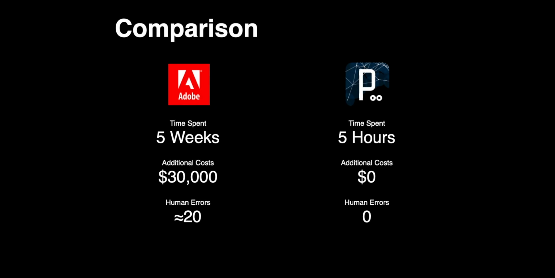Before using Processing for this job, it would take about 5 weeks of production time. It cost a lot of money for all the manpower we had to hire to help us with it. And since all the data in Illustrator is manually inputted, there was bound to be human errors. Using Processing, we went from 5 weeks to about 5 hours and had no additional costs or any errors since it's all automated. As long as the data is correct, then the visualization would be correct as well.